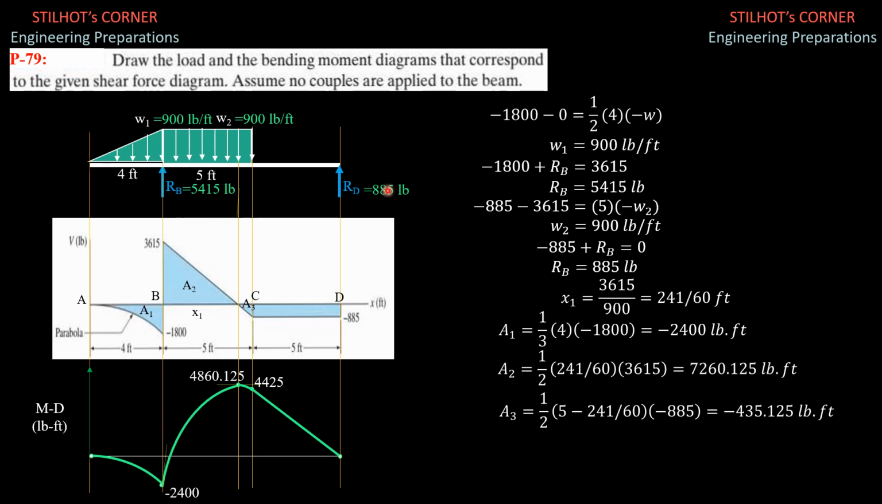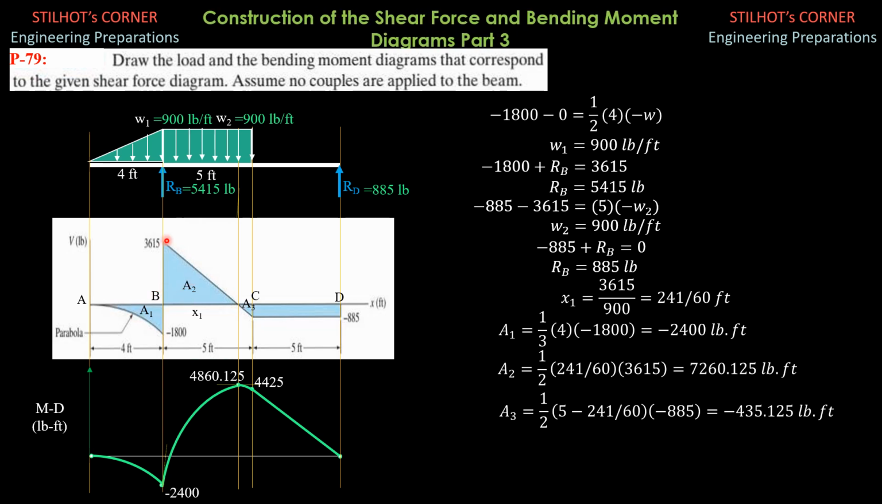There is another video about construction of the load diagram and the moment diagram given the shear force diagram. So draw the load and the bending moment diagrams that correspond to the given shear force diagram. Assume no couples are applied to the beam. In addition, I mark this as A, B, C, D, and the areas are also included. The shear force is in pounds, and it is stated that this is a parabola.